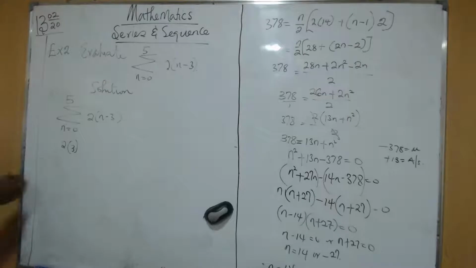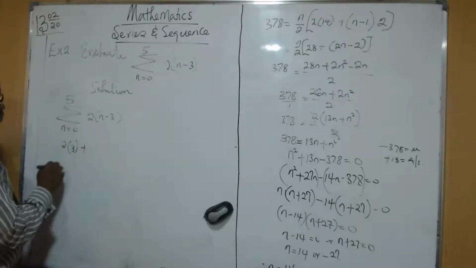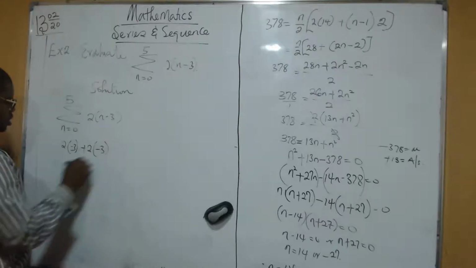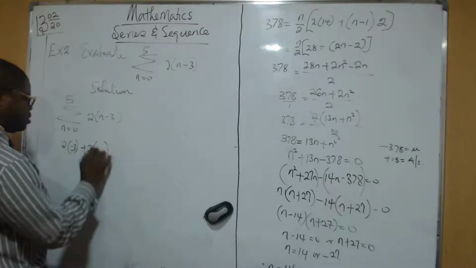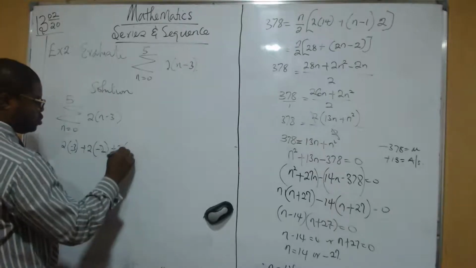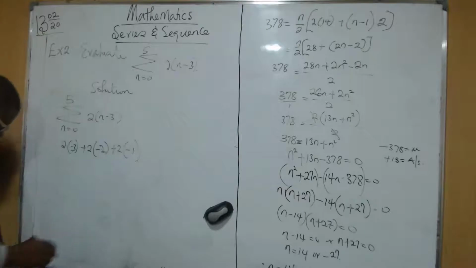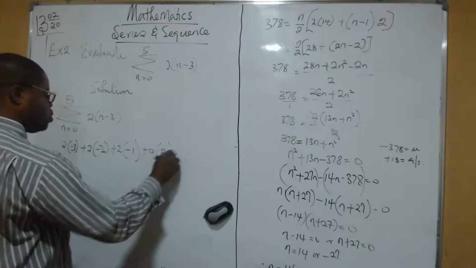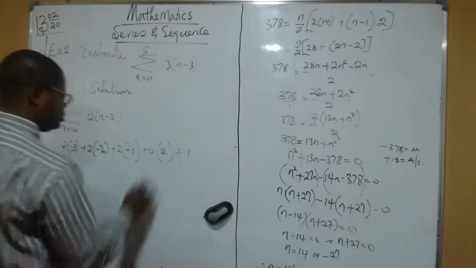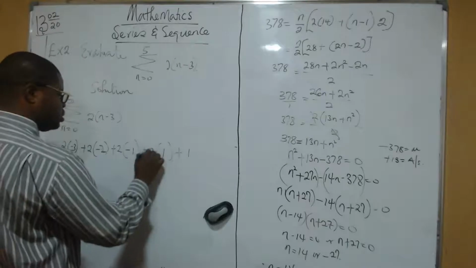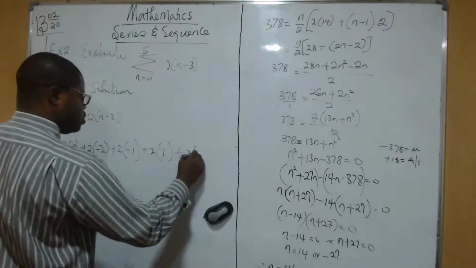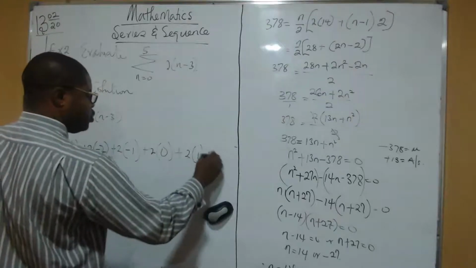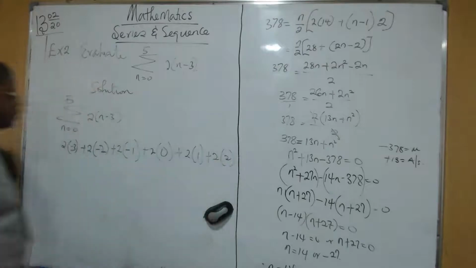Right? Then we're going to have plus minus 3. We have 2, 3. There are plus 2 minus 1. There are plus 0. We have 2 plus 1. Okay, this is 0. This is 1. Plus 2. We have 2. So that's what it means.